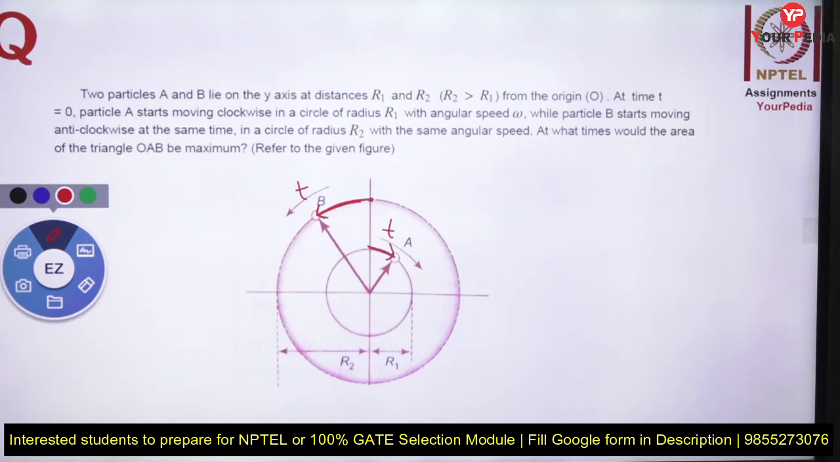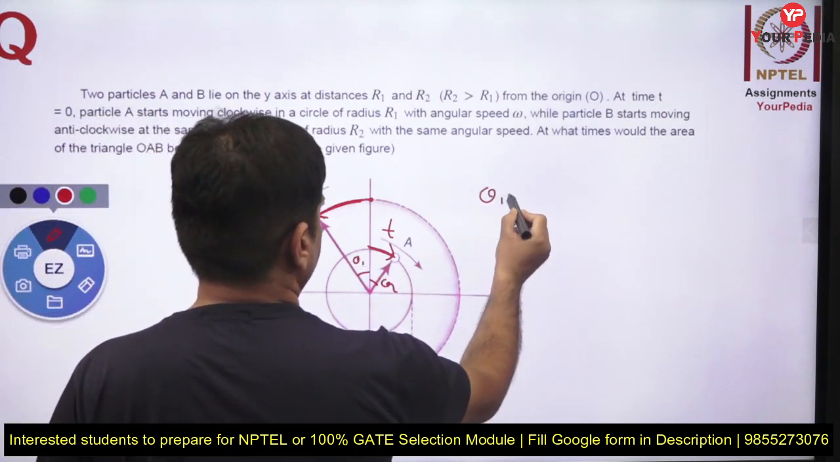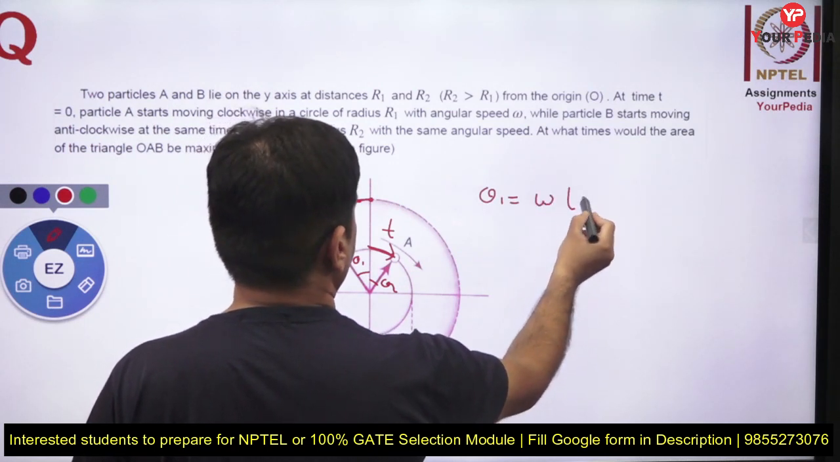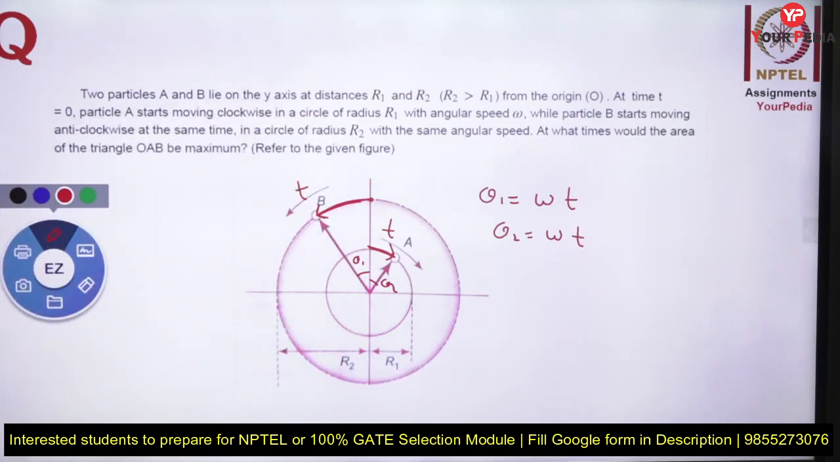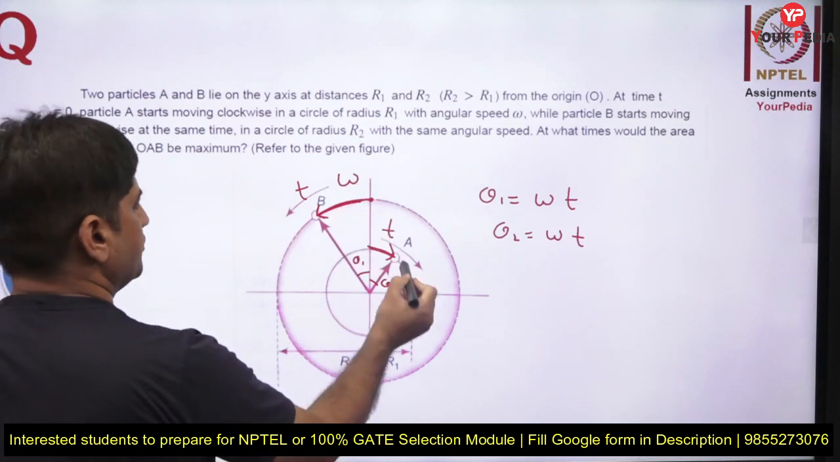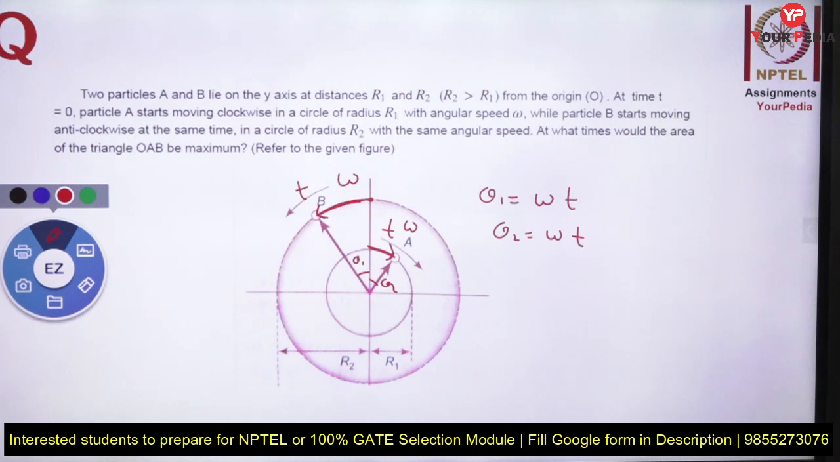Both the particles have taken equal time and they are moving with the same angular velocity. Can you tell me what is this angle theta 1 and what is this angle theta 2? So theta 1 is omega into t and theta 2 is also omega into t. Angular velocity is nothing but angular displacement per unit time. So if we know the angular velocity is omega, then in time t the angle each radius covers is theta 1 and theta 2, so theta 1 is omega t and theta 2 is also omega t.